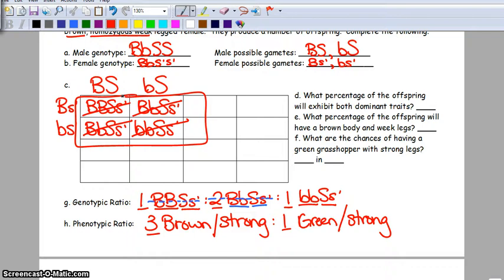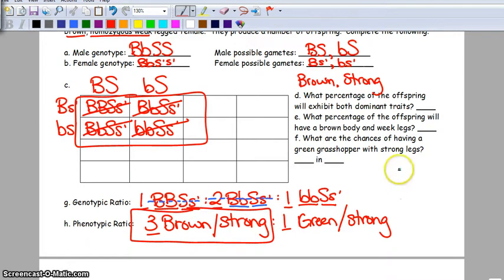All right, let's look at the questions. D, what percent of the offspring will exhibit both dominant traits? Remember, dominant traits were a brown body and strong legs. So let's take a look. Here's the brown body with strong legs. We have 3 out of 4. So 3 out of 4 is going to give us a percentage of 75.